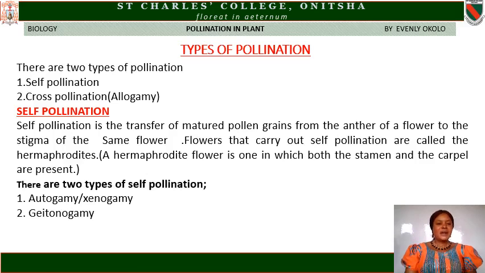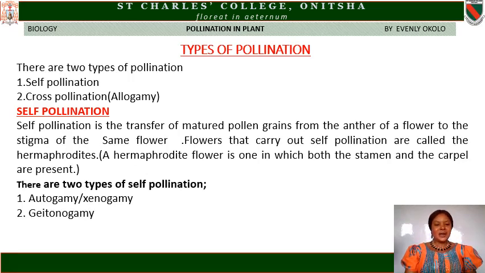Self-pollination. Self-pollination is the transfer of mature pollen grains from the anther of a flower to the stigma of the same flower. Flowers that carry out self-pollination are called hermaphrodite. A hermaphrodite flower is one in which both the stamen and the carpel are present.